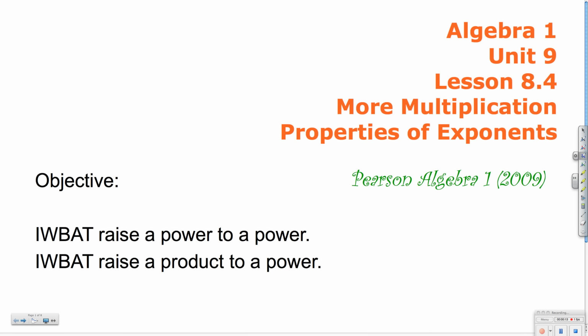I'm Mr. Polarski, and our objectives today are: I will be able to raise a power to a power, and I will be able to raise a product to a power. To fully understand how to raise a power to a power, and then how to raise a product to a power, we're going to have to understand this first property.